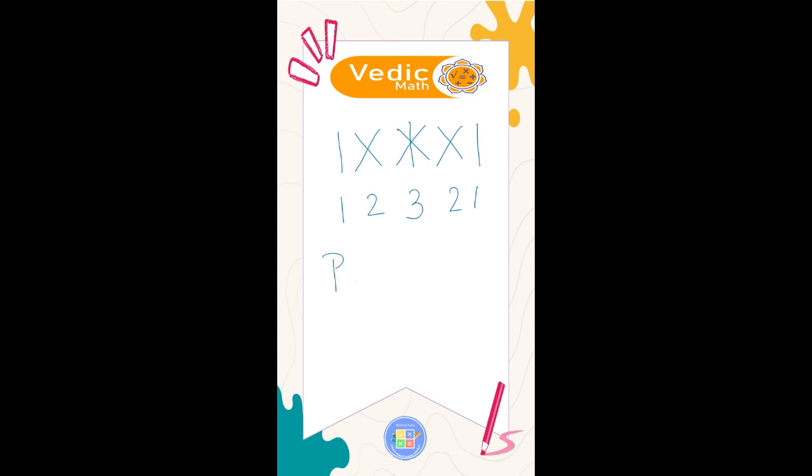This pattern is called palindrome pattern. Now what is palindrome pattern? The sequence of characters which reads the same backward and forward. 1, 2, 3, 2, 1.